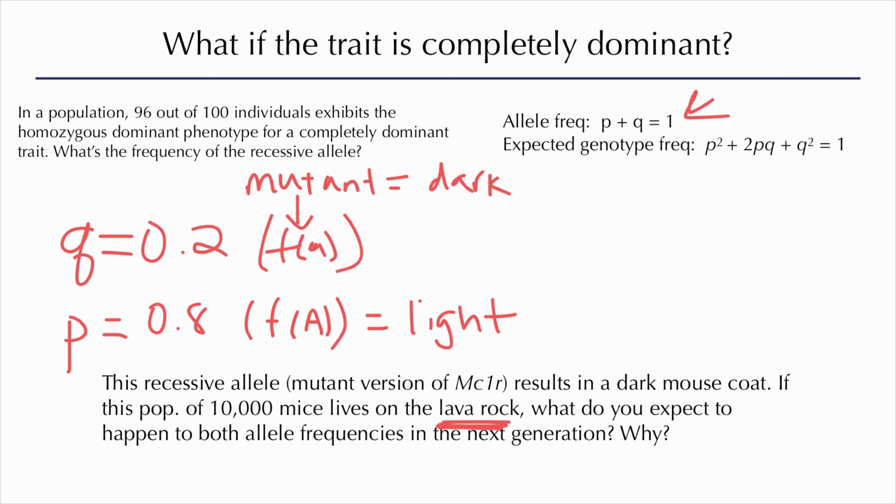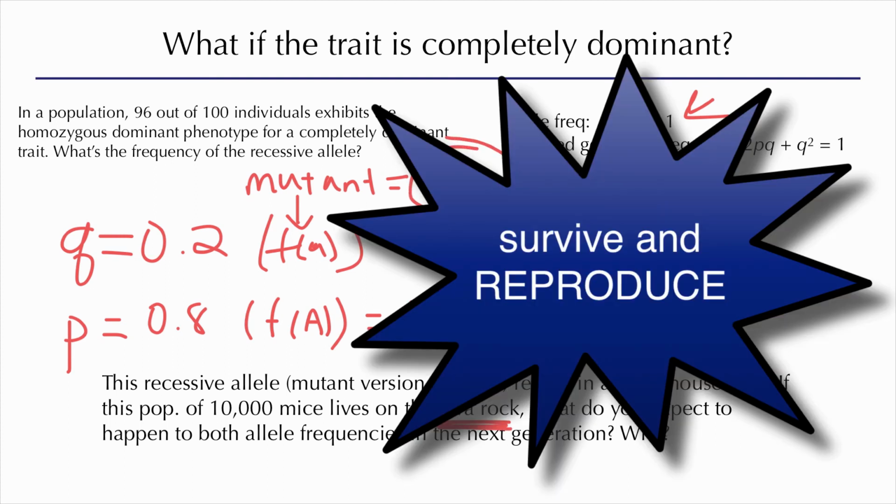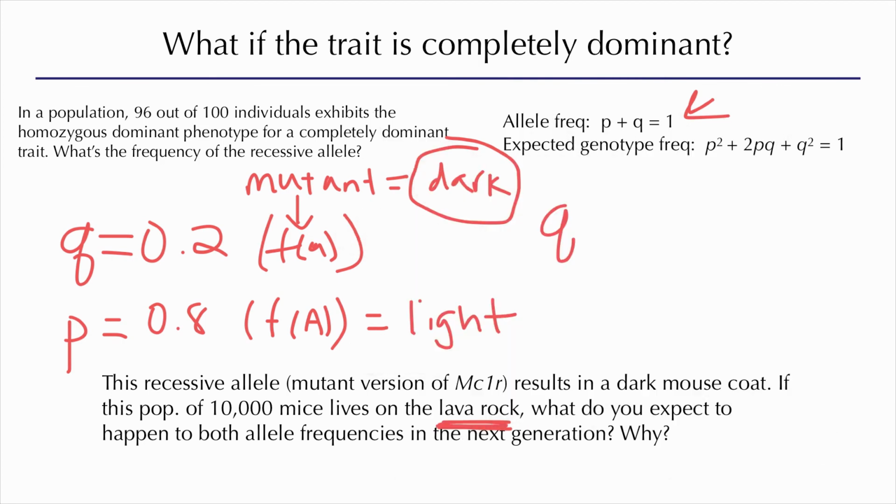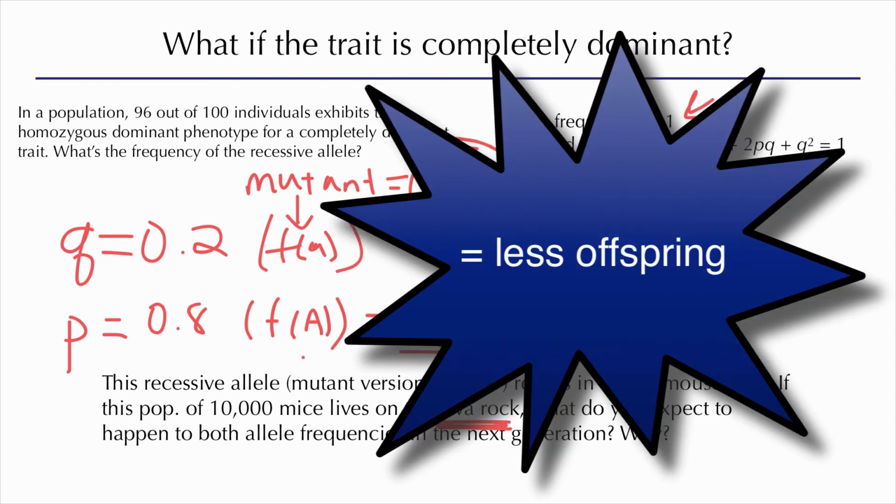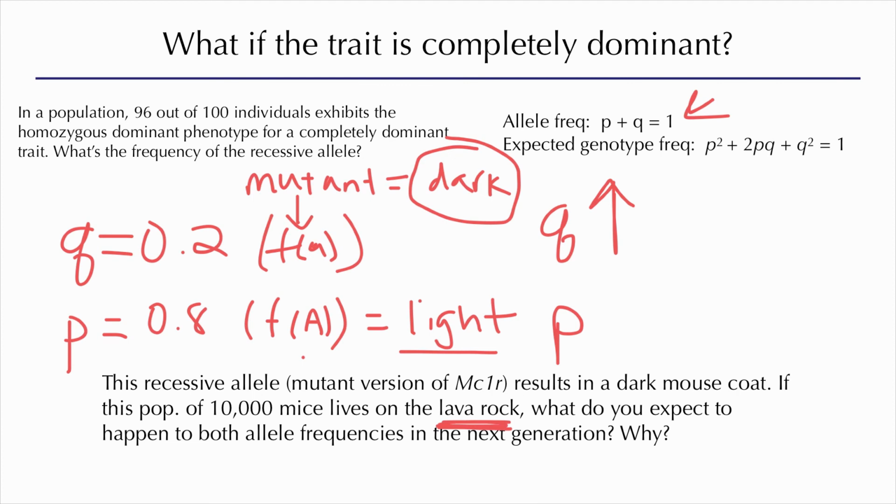So what you should have come up with is that because the dark phenotype living on the dark lava rock is going to survive more often, you'd expect Q, the frequency of the little a allele, to increase. And because the light mice with the dominant allele are going to be picked off more easily by predators, you'd expect P, the frequency of the big A allele, to decrease. Now, how much that happens depends on how strong the selection is, but over time you'd expect to see the Q increase and the P to decrease. And that, of course, is due to natural selection.